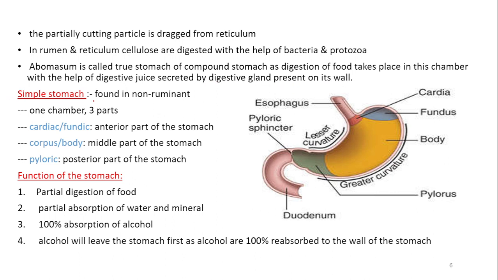The simple stomach, found in non-ruminants, has 1 chamber and 3 parts: cardiac, body, pyloric. The anterior part of the stomach is the cardiac, the middle part is the body, and the posterior part is the pyloric. The functions of the stomach: partial digestion of food, partial absorption of water and minerals, and 100% absorption of alcohol. Alcohol will leave the stomach first, as alcohol is 100% absorbed through the wall of the stomach.